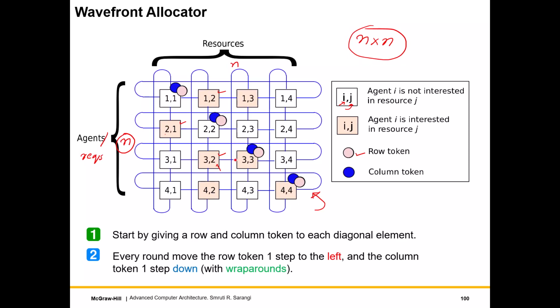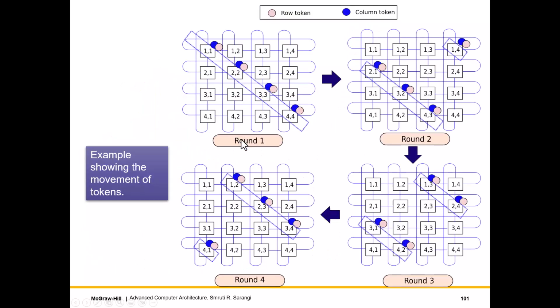So in each round, we move the row token, the pinkish one, 1 step to the left. So this goes 1 step left, this goes 1 step left, this goes 1 step left, which means it comes here. And we move the column token 1 step down. So the bluish column token goes down, this goes down, and again, of course, shows up over here, and this goes down, this goes down. So what will again happen is that the blue token will arrive over here. This pink token will arrive over here. So again, you will still have a pair that is forming. Similarly, 2 tokens will collide here. So what we will see is that after 1 round, this will be the situation.